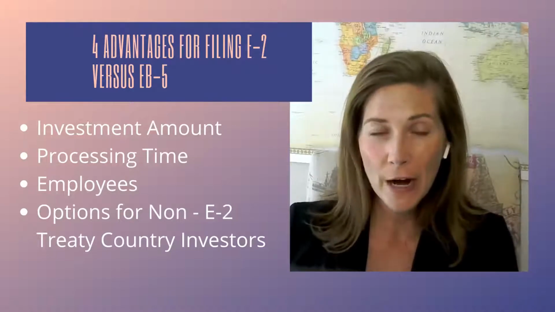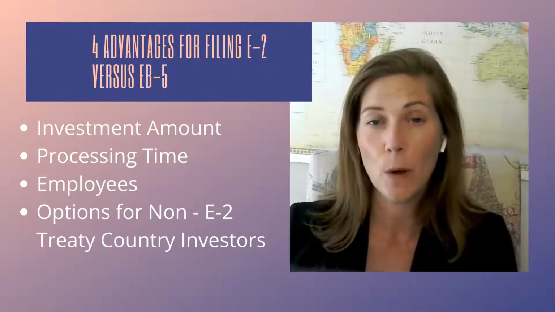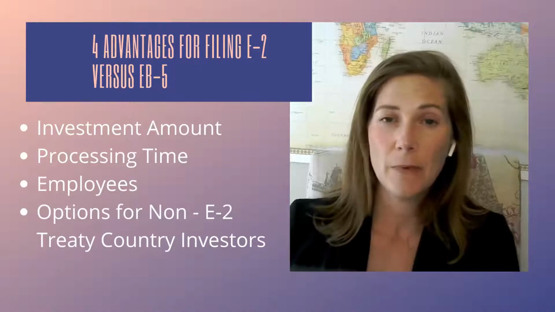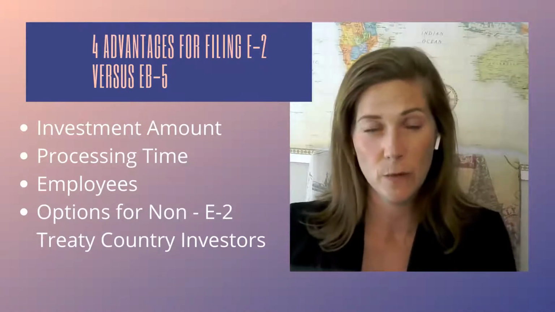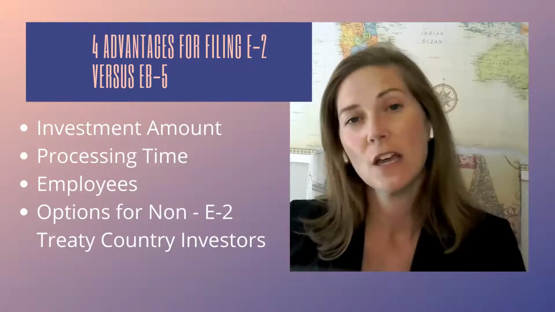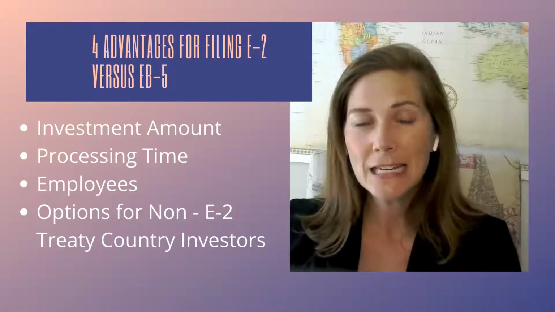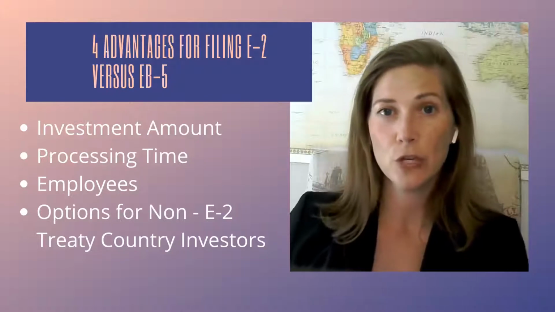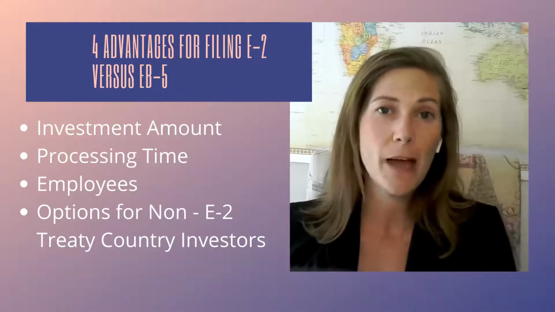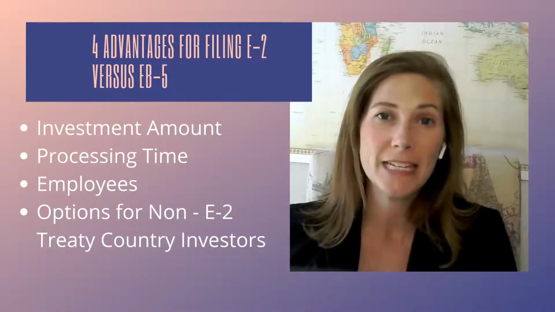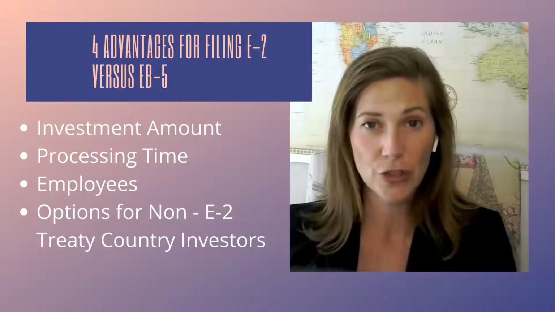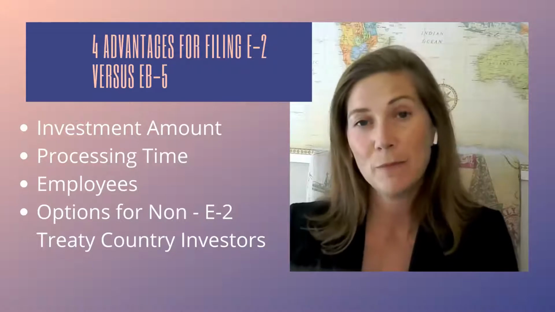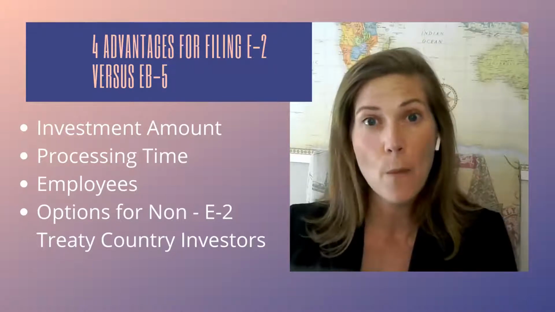So you may be aware that the EB-5 investment is 1.8 million, and if you're in a TEA, it's now 900,000, versus what it used to be, which was 500,000. When you're looking at an E-2, you don't have a specific investment amount. The legal requirement is substantial investment. To determine what's substantial, the government looks at the type of business, the size of business, and what you're doing here.